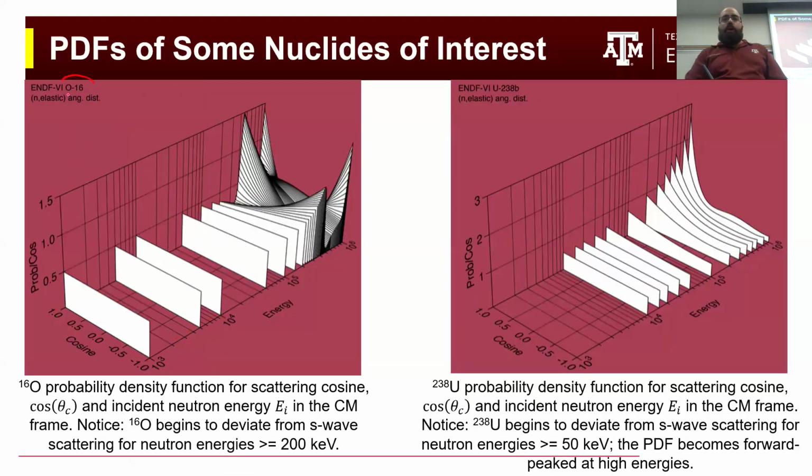We care about oxygen too, oxygen 16, because water is hydrogen and oxygen. And so notice that if this is 10 to the 5, this would be 200 keV. And around 200 keV is where we kind of deviate from S-wave scattering to having those oscillating peaks and valleys. So for oxygen, it deviates from S-wave scattering around 200 keV. This is for uranium-238, and it deviates from S-wave scattering around 50 keV. So that would be around here.